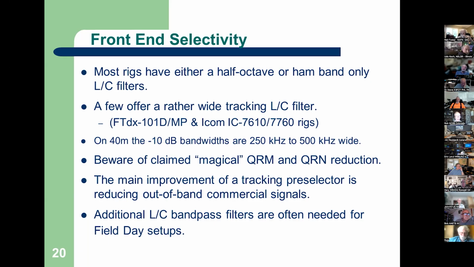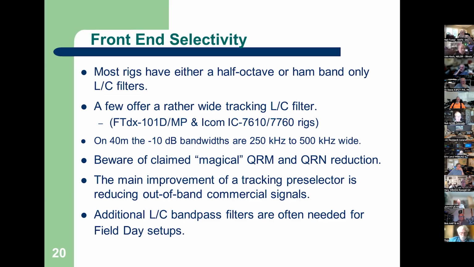So I get people saying all the time on these reflectors that if I side tune the tracking preselector on the 101D, it gets rid of QRM. Well, that doesn't make sense. We're talking about a 250 kilohertz wide filter. But what it is doing is inserting insertion loss, which is just like turning on an attenuator. And as I mentioned, it's kind of nice to have the AGC threshold set properly. So I think that's what's mostly happening. So I'd just be skeptical of a magic QRM reduction by side tuning a tracking preselector.